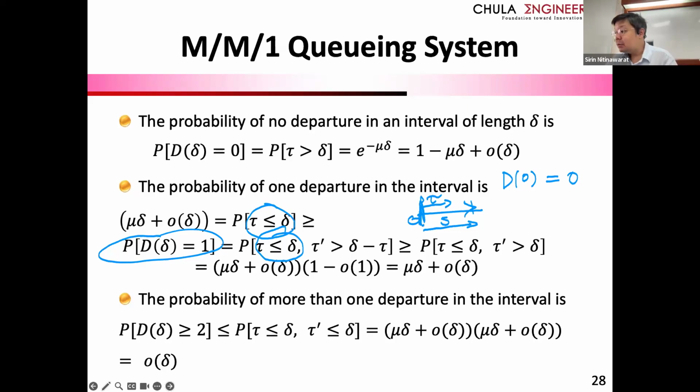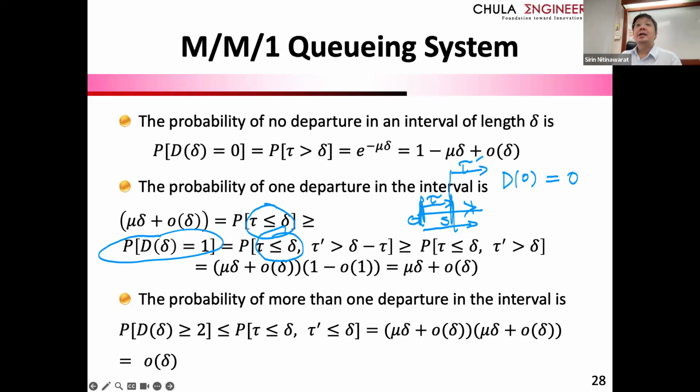So after tau, the current customer being serviced will leave, but the second one in the queue can come to be serviced, and that is denoted by the subsequent tau prime.